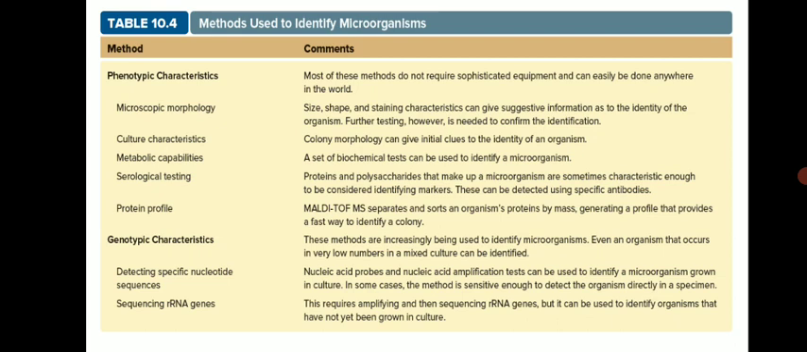It includes detecting specific nucleotide sequences, and it includes nucleotide probes as well as nucleotide amplification tests that are used for identification of microbes. Then sequencing of RNA genes, that includes 16S RNA sequencing or whole genome sequencing, and various kinds of analysis that are based on genotypic features or genotypic characteristics. So overall, this is a summary of methods that are used in identification of microorganisms. So let's discuss all the details.